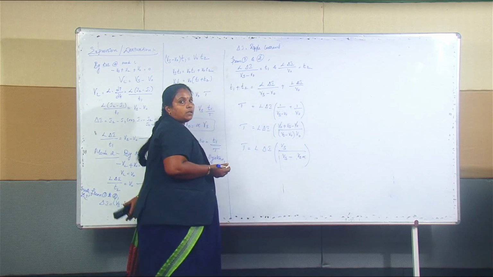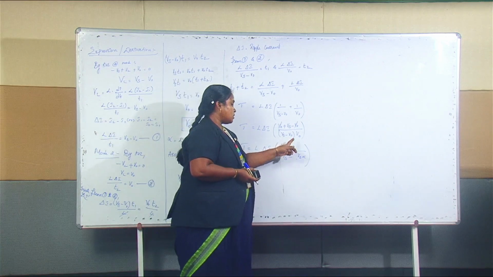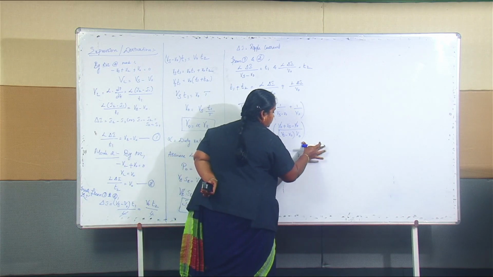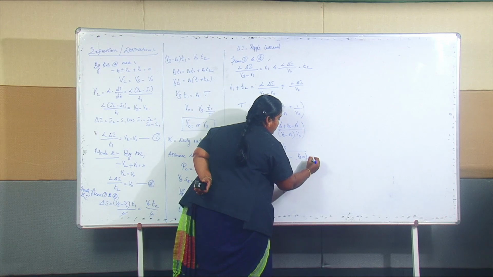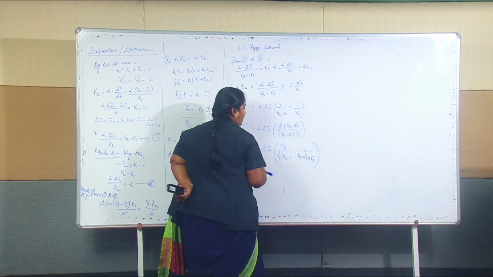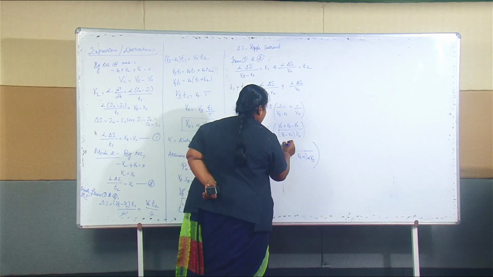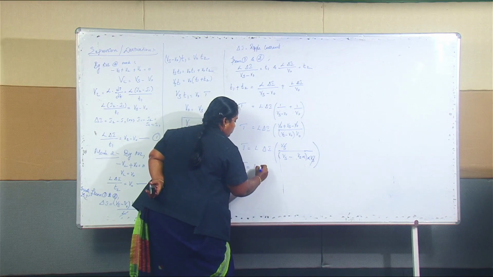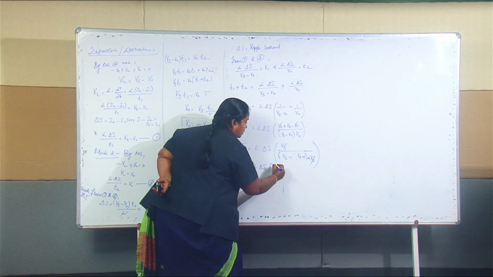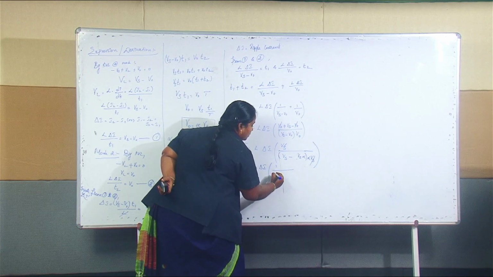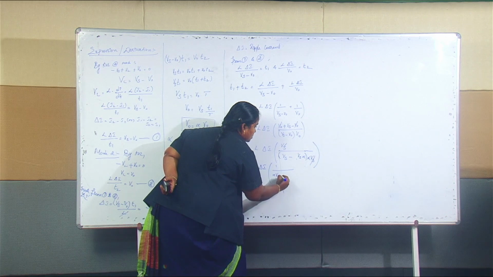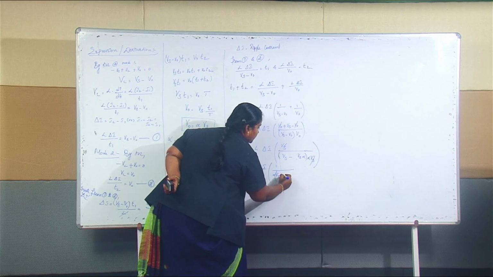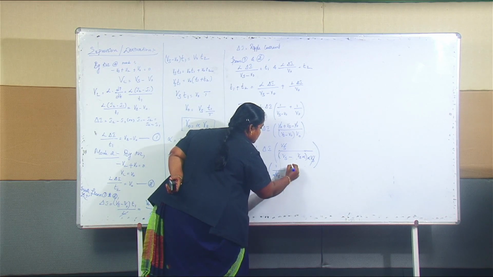So now we can replace your V naught as alpha into Vs. So this Vs and Vs will get cancelled. L into del I, 1 by alpha into Vs minus alpha into Vs.